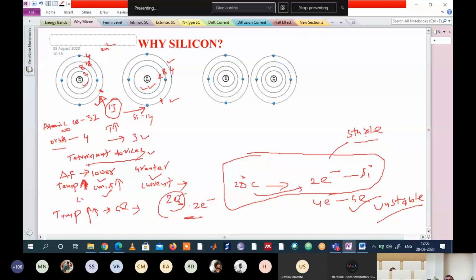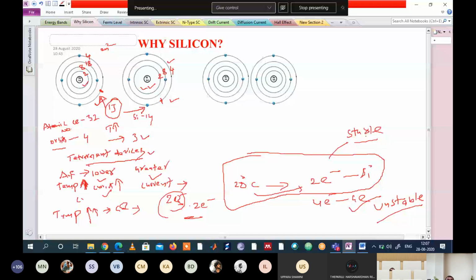Here germanium, for only 20 degrees C, it has to generate only 2 electrons. But germanium is generating how many electrons? 4 electrons. But silicon is generating only 2 electrons. So the required number of electrons are generated by only silicon, but not germanium. So for every required temperature, silicon produces a minimum number of electrons, therefore it is said to be stable, whereas germanium is said to be in unstable condition. So unstable systems are not preferred in electronics.